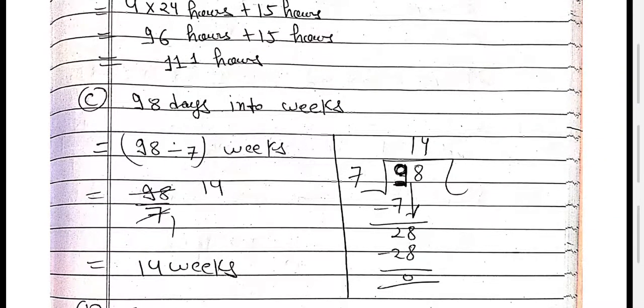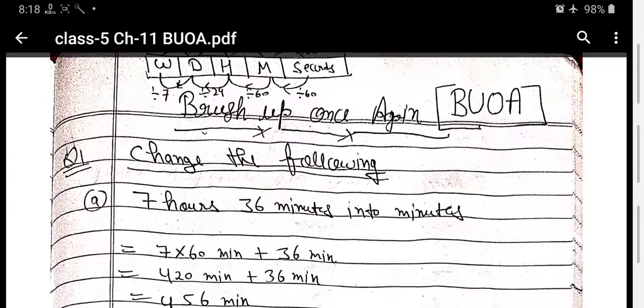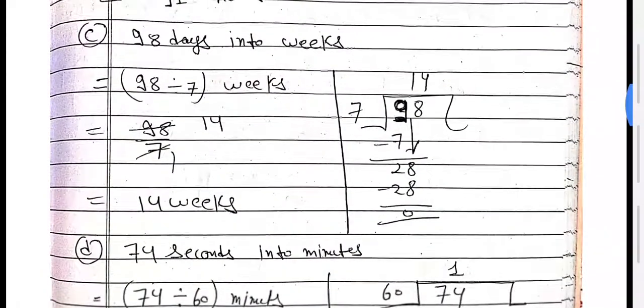Now it becomes 98 days into week. When you convert days into week, now see here, you have to divide it by 7. So when you divide 98 by 7, it becomes weeks. 7 ones are 7, minus, it becomes 2. Right here 8 becomes 28 and 7 fours are 28. So it becomes 14. So right here 14 weeks.